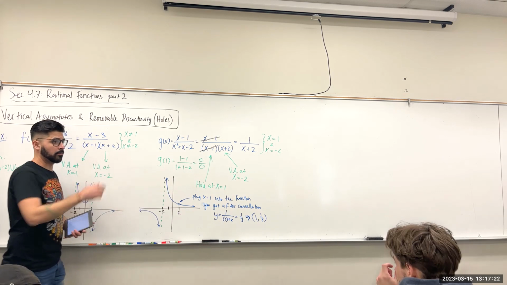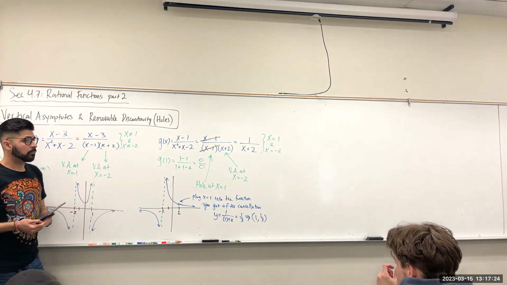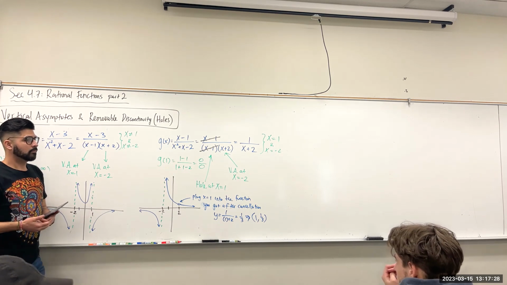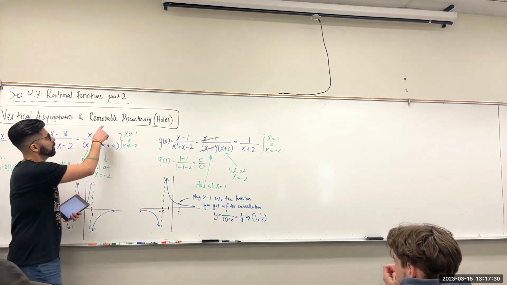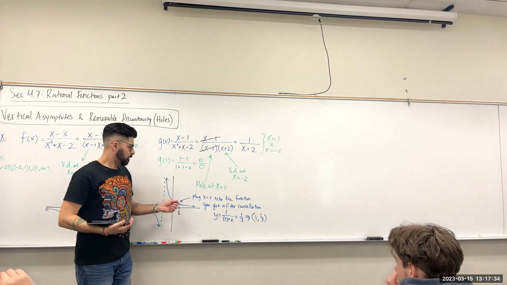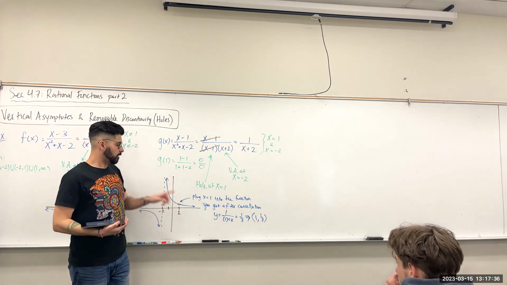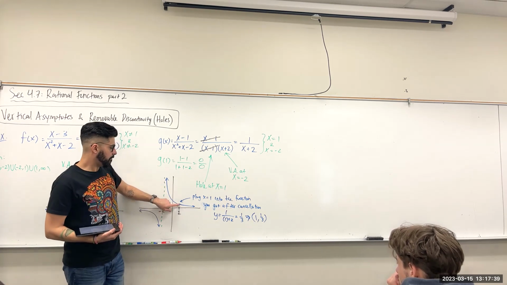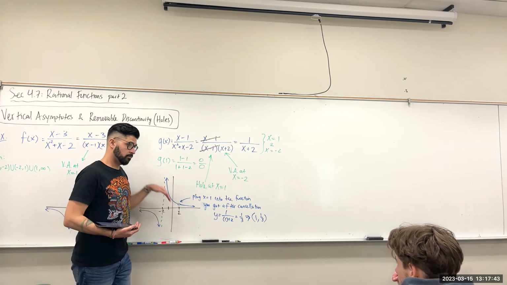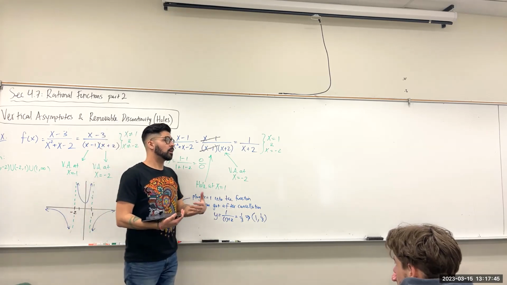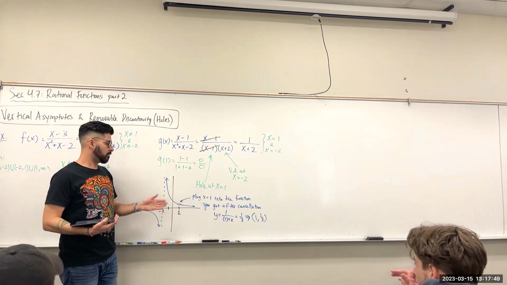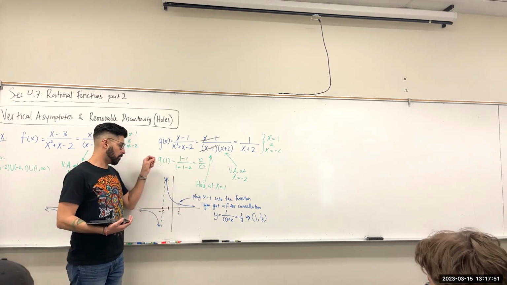Is it called a removable discontinuity because you can remove it to find its coordinates? It's called a removable discontinuity because I can remove the discontinuity by simply filling the hole. Like, I can now make it connected. The thing is that we haven't defined continuity, but in a formal sense, the graph is connected. I can draw it without lifting my pencil.